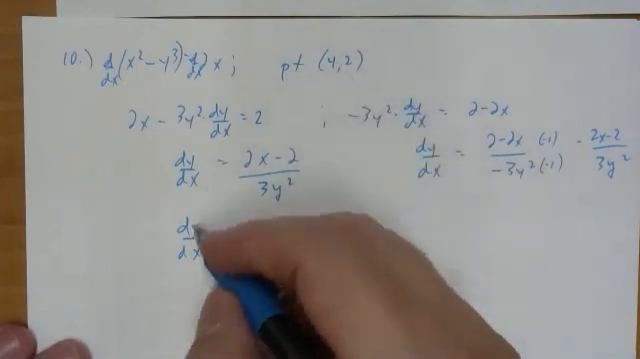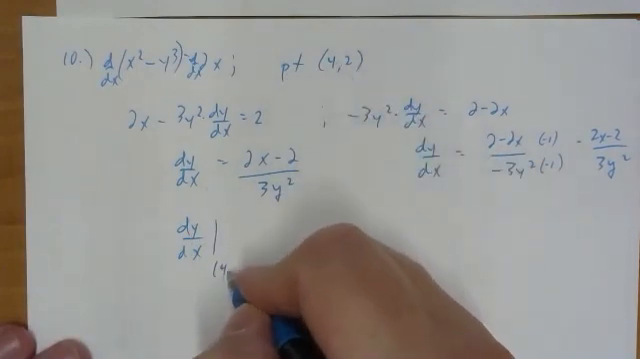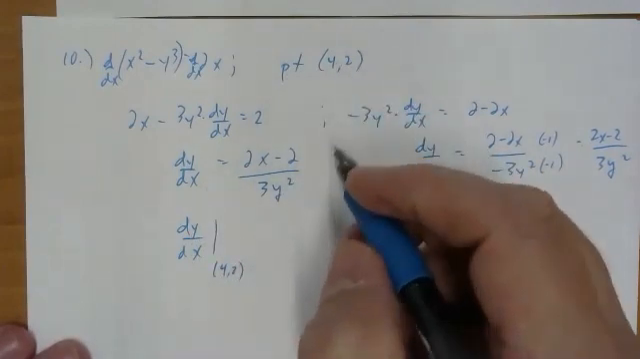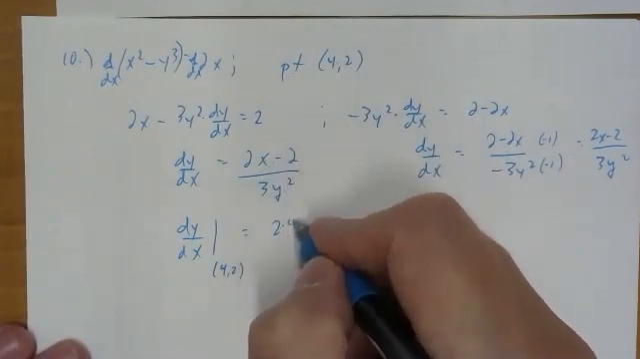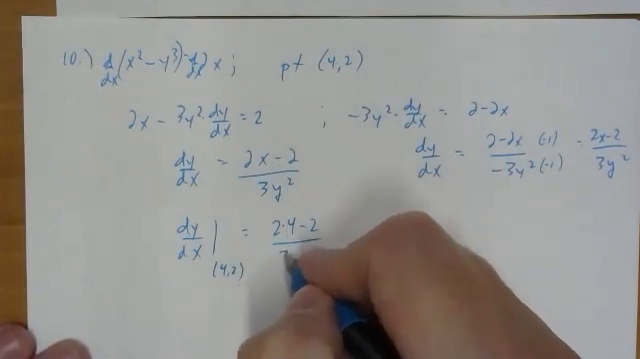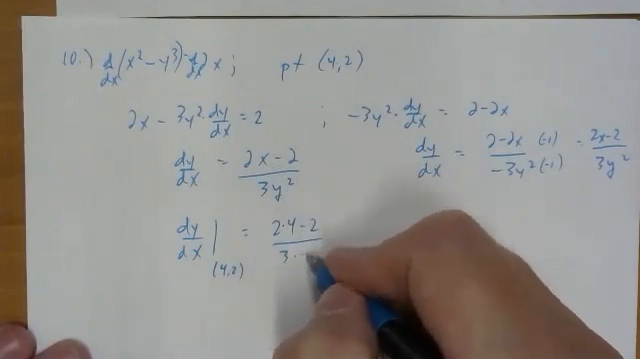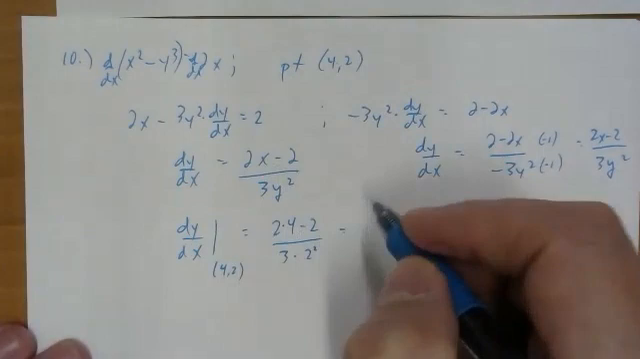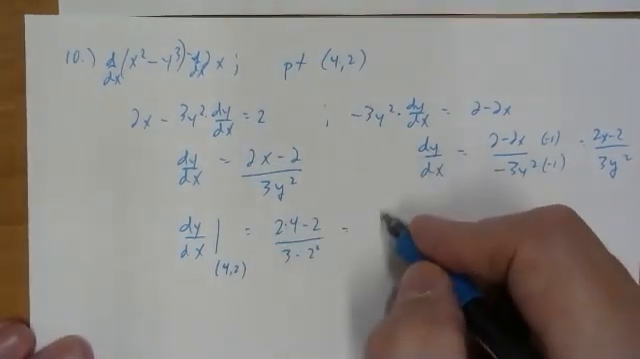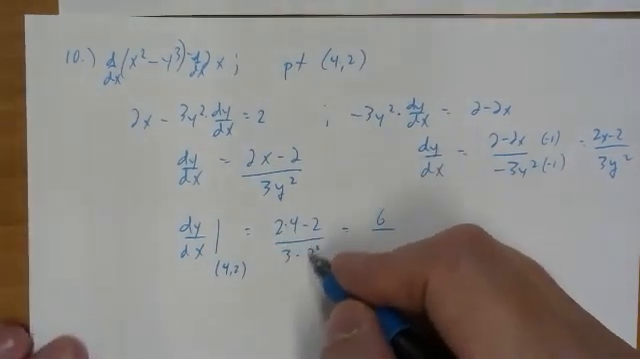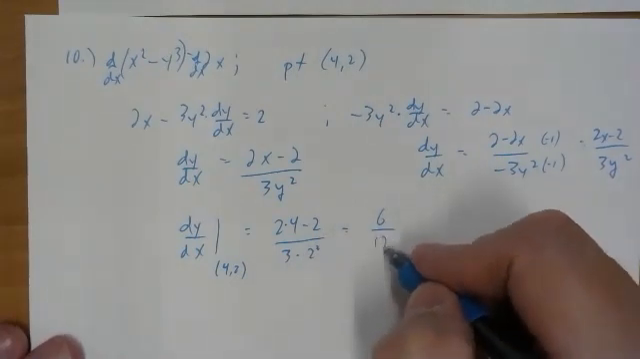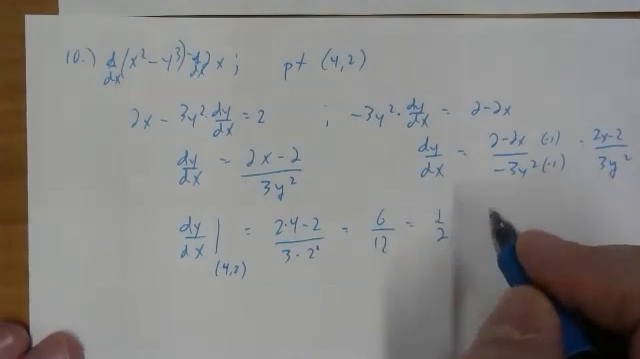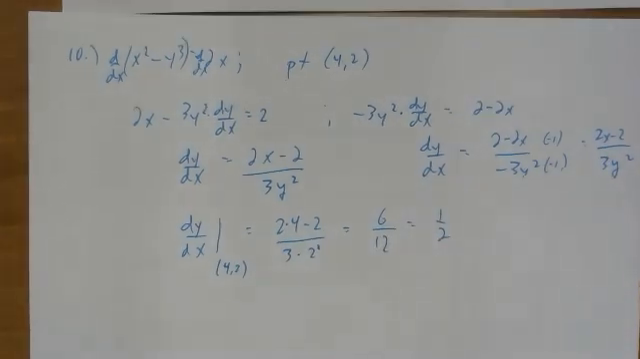I want to find it at this point, at the point (4, 2). So I plug in 4 for x, 2 for y. 8 minus 2 is 6. 3 times 4. Looks like the slope is 1/2.